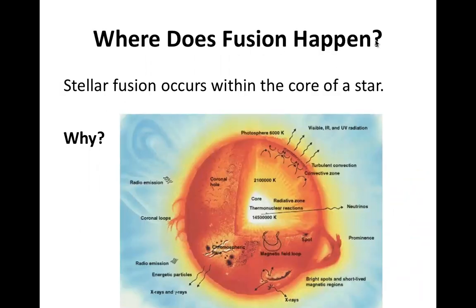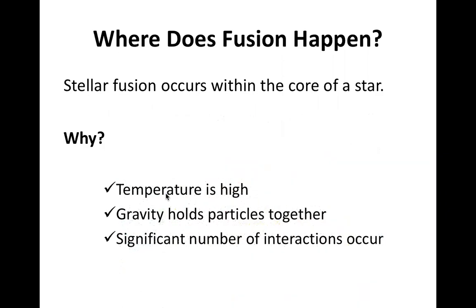But where does fusion happen? When there's already a lot of energy available. Stellar fusion occurs within the core of a star. Why is this the perfect storm? The temperature is very high in the sun. The sun is one example of a star. Gravity holds particles together. There's a significant number of interactions. In our star, we have atoms that are light. So it checks off all the criteria for fusion, and that's why it's the perfect conditions.